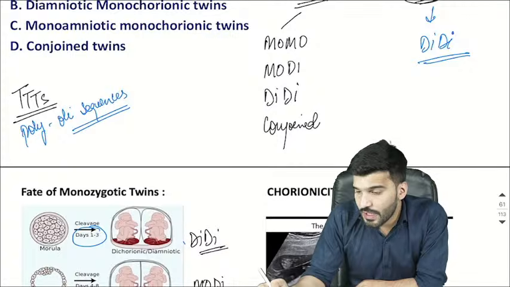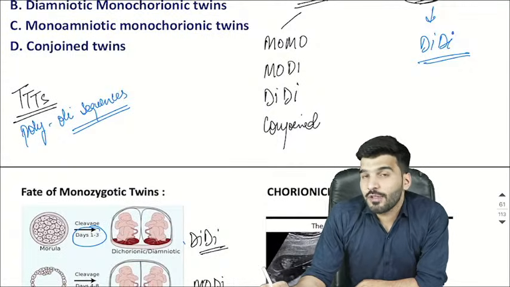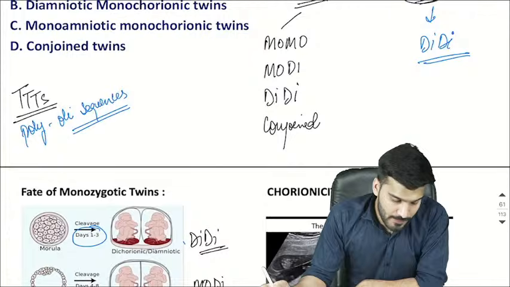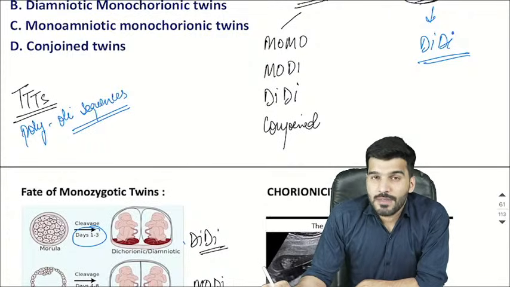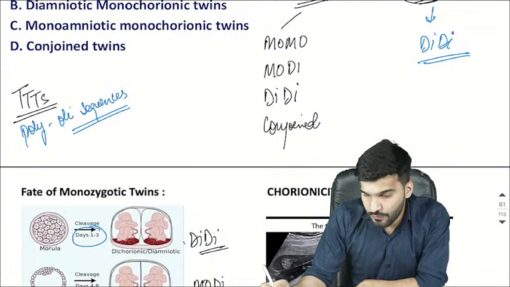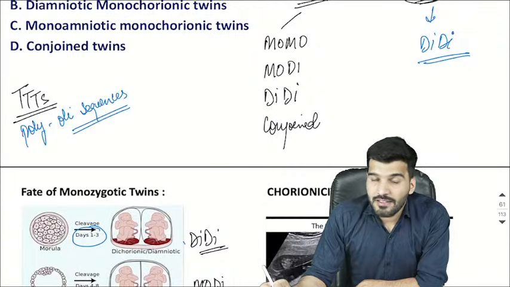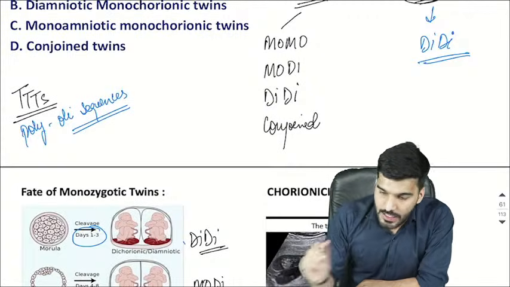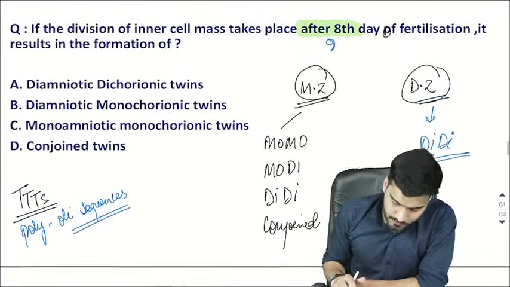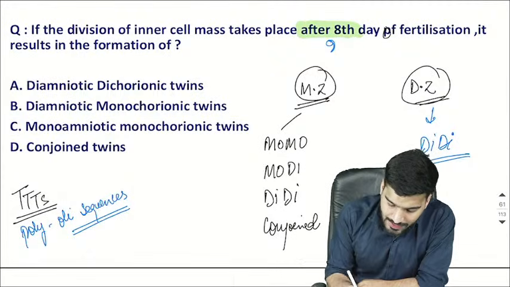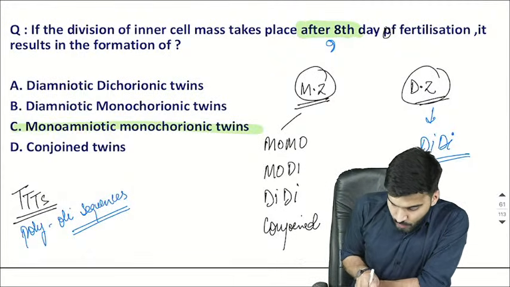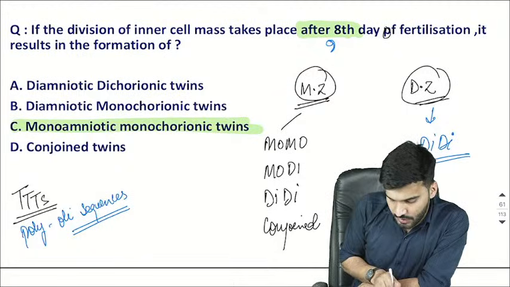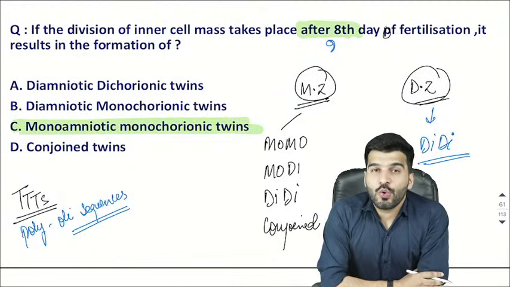Can anyone in the chat box tell me what is the main reason for twin transfusion syndrome? Because of the AV anastomosis. And what will be the treatment? We go for laser ablation of that. Clear? So remember the treatment and the reason for twin transfusion syndrome as well. This can be a question asked from twin pregnancy. Now here the simple question was day of cleavage after the 8th day, that means it is the 9th day, which is monochorionic monoamniotic twins.